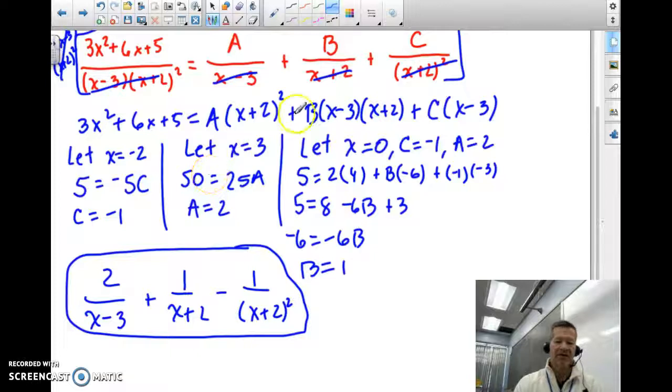Okay, so when you have a repeated linear factor, you have to let x equal something else and use the other two variables you found, and you're good to go. All right, that's it. Good luck with partial fraction decomposition.